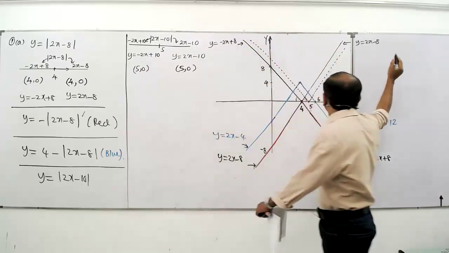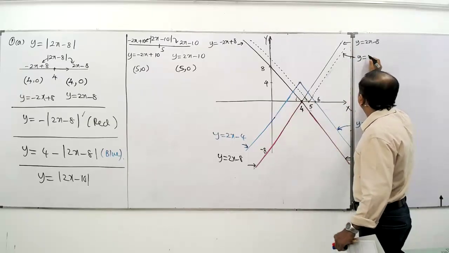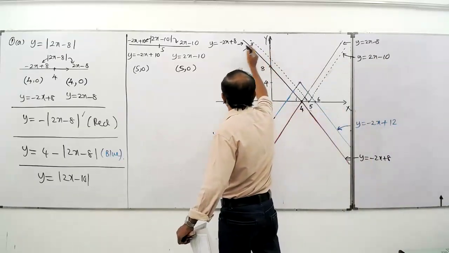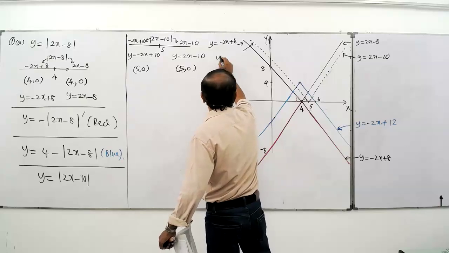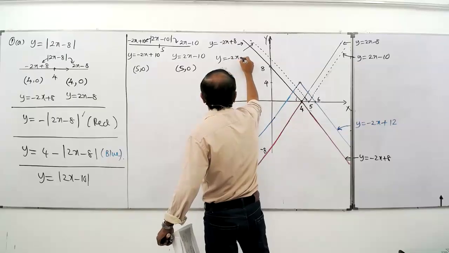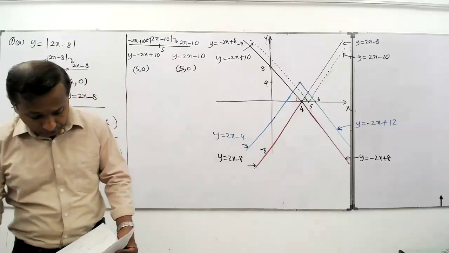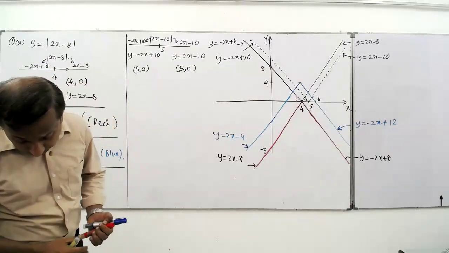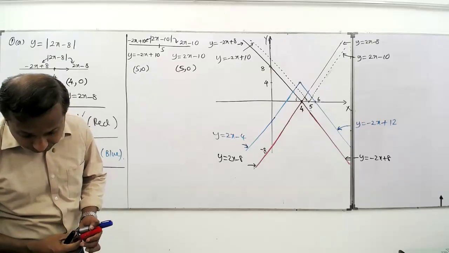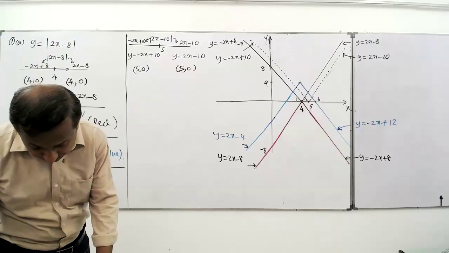Okay. Right. So then this line is y equals 2x minus 10. This line should be y equals minus 2x plus 10. Okay, right. Now we have completely drawn all the diagram, right? So the marks come in this way. We have drawn, in this case, really 4 graphs.